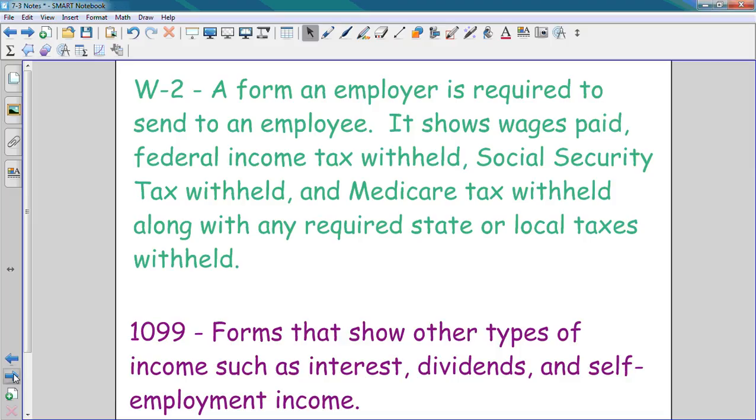If you work for a really large company, usually it takes a little longer, unless they have a good tax service. 1099s, W-2s, forms that tell you how much money you've made.